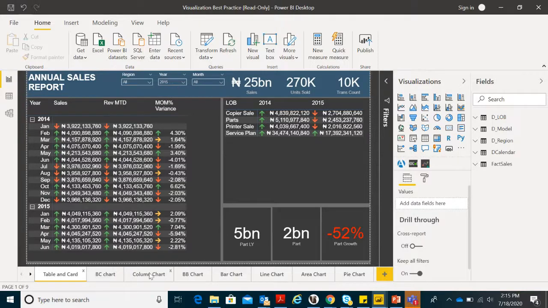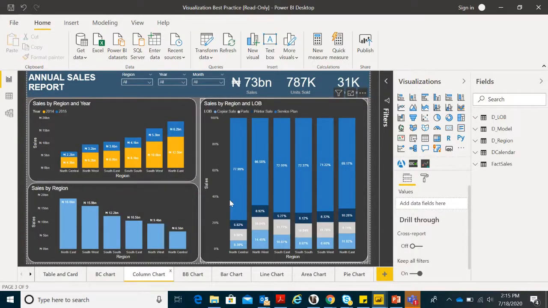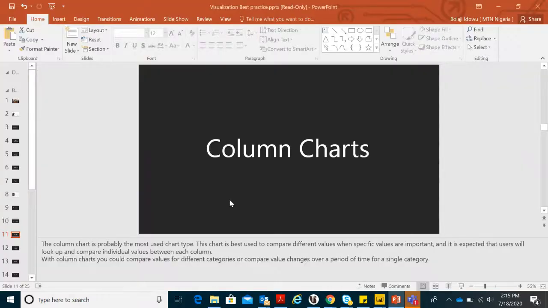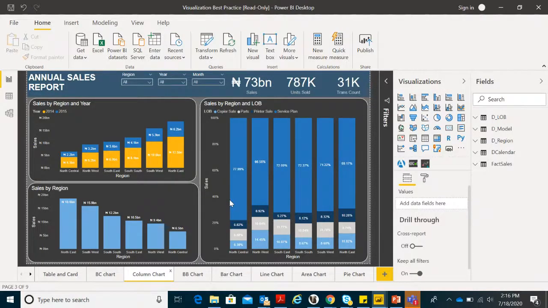Now let's quickly go to the column chart like we were talking about earlier. Look at this. The column chart is for when you're comparing multiple variables, more than two or three, even as many as five or six variables. Your column chart is probably the most suitable for that. It helps you compare values of different categories, and changes over a period of time, even for a single category.